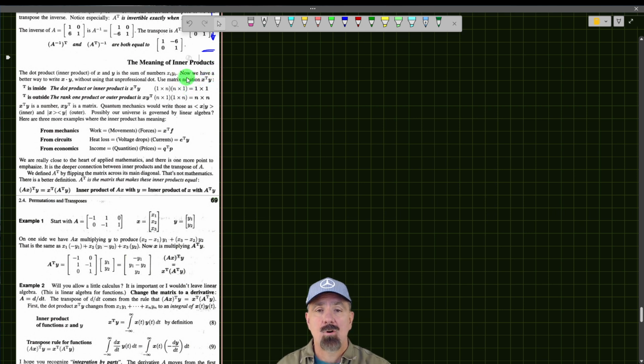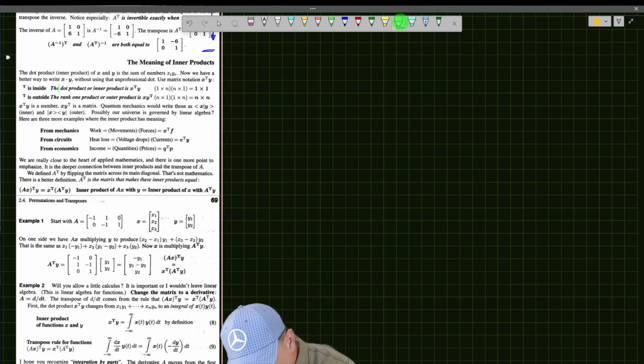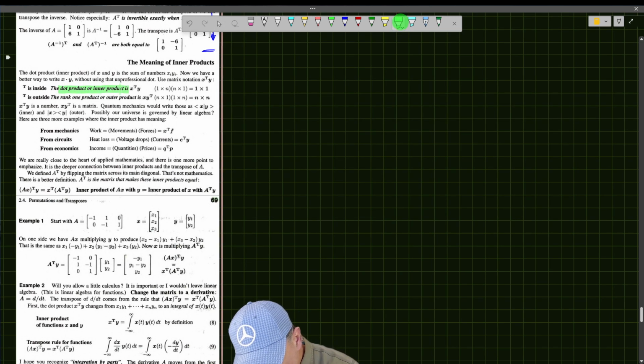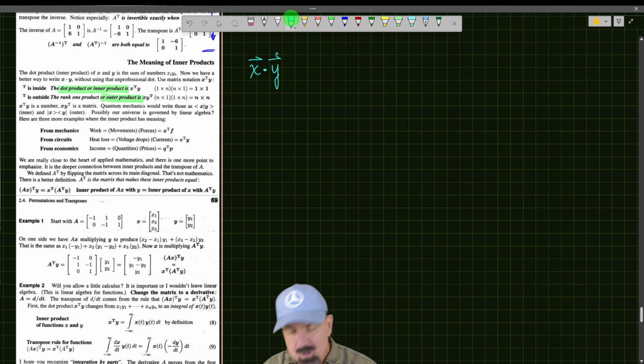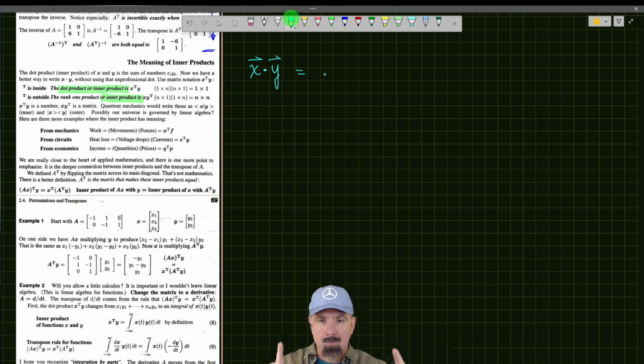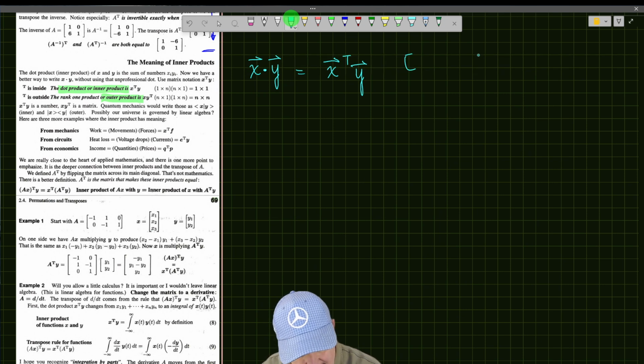As I said, section 2.4 is filled with a lot of material. In here, he's talking about inner products and outer products. This is review for us. We've already talked about this. Dot products are inner products, and then the outer products are the rank 1 matrices. So recall, if I have x dot y, two vectors, I can rewrite that, and I think always of vectors as columns. I can rewrite that as x vector transpose times y vector, which graphically looks like this.